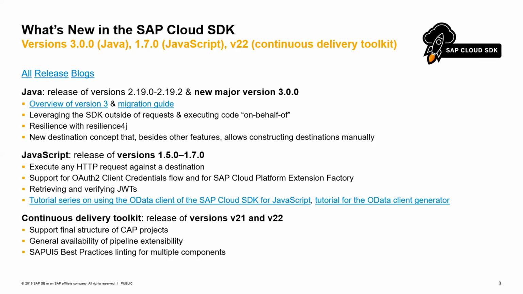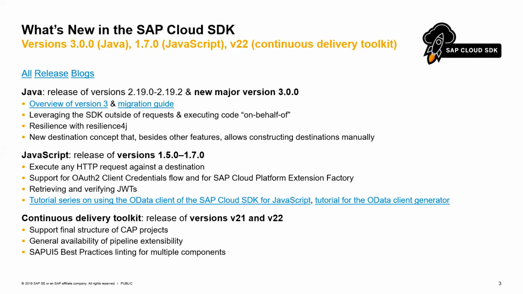And that's, as mentioned now, not only possible for OData requests, but any HTTP request. We also, in that spirit, introduced support for OAuth2 client credentials, one of the authentication flows supported on SAP Cloud Platform, and we've introduced support for today's topic, the SAP Cloud Platform Extension Factory, just in the last release for JavaScript. So it's very fitting that we today can already take a look at this and how it works also together with the SDK later.